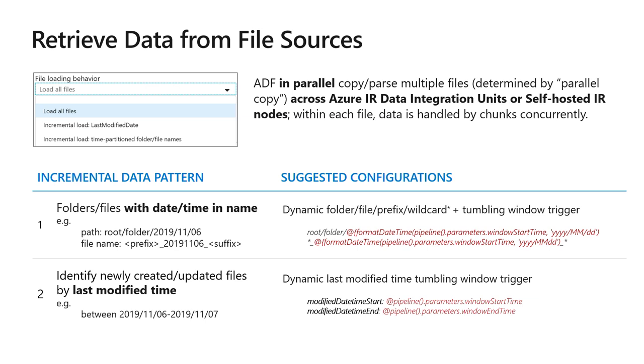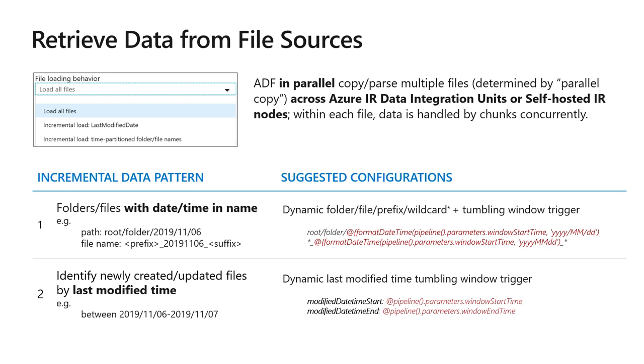During the copy, ADF copies multiple files in parallel, and within each file, we copy multiple chunks in parallel as well. This is to help you achieve the best performance. For incremental copy, if it's a big data workload and you already have the datetime either in your path or in your file name, you can use ADF's tumbling window trigger, where your data is time sliced, along with dynamic expressions and variables to construct a dynamic path.